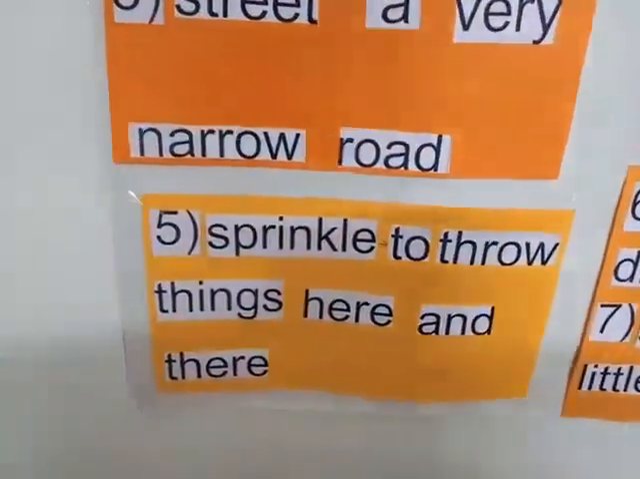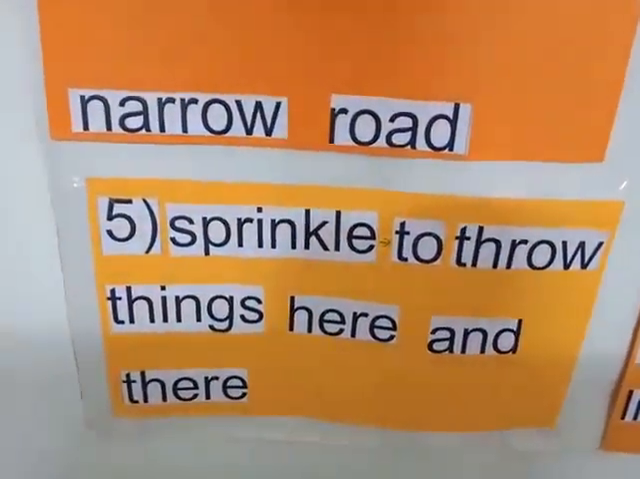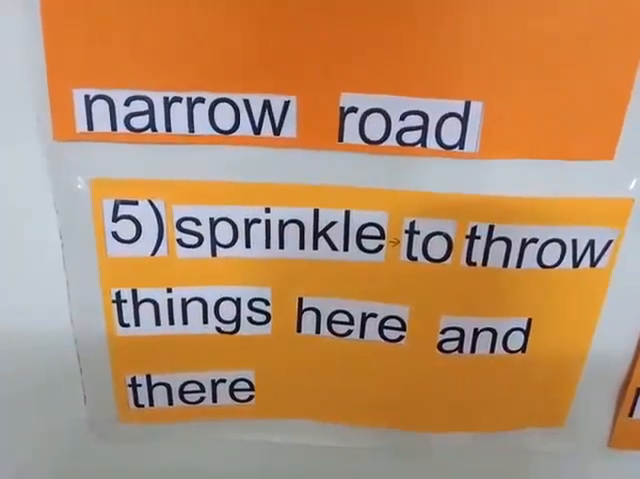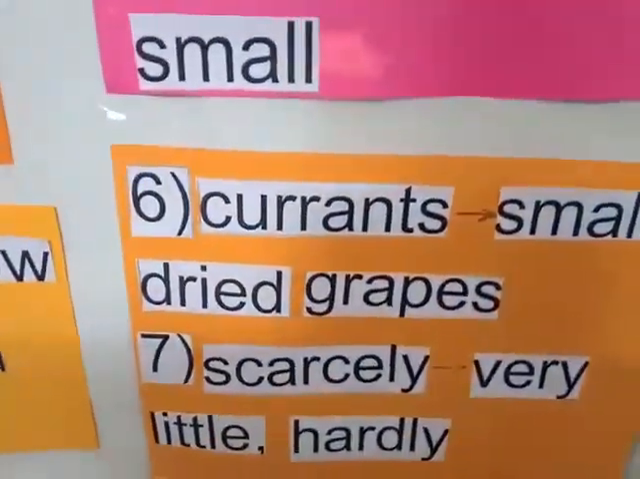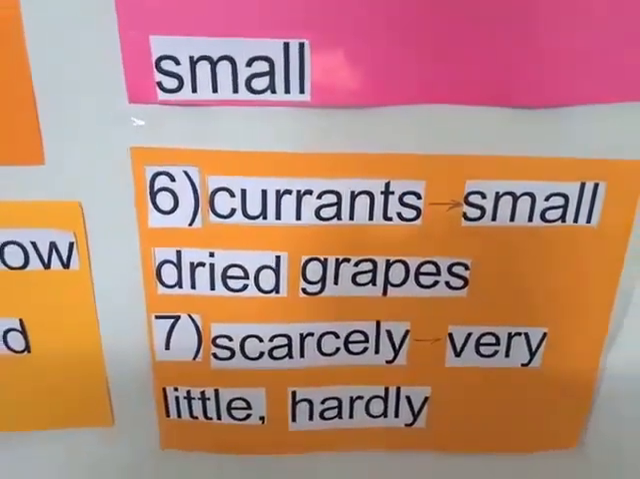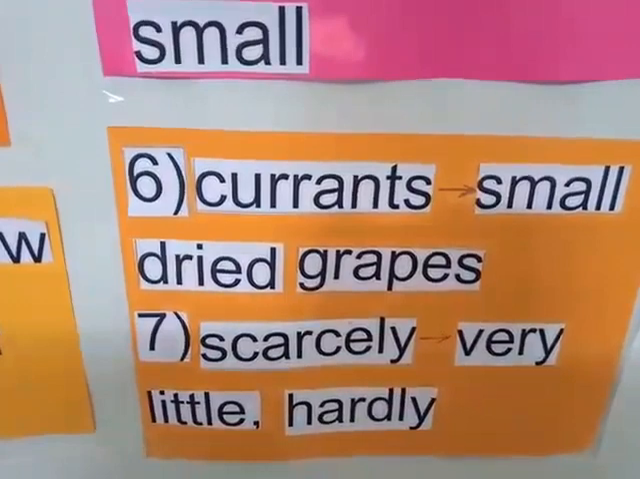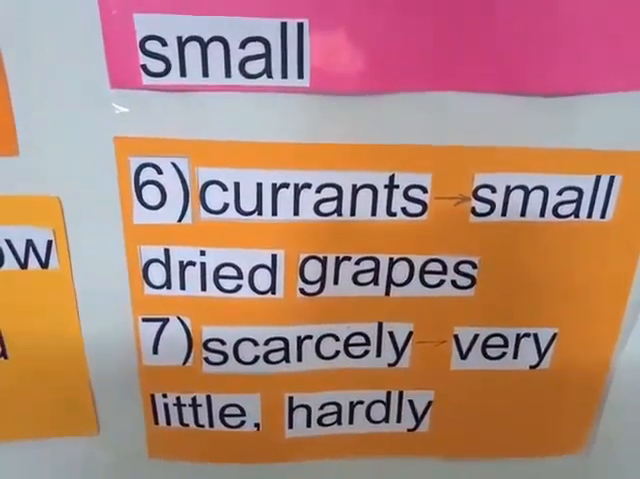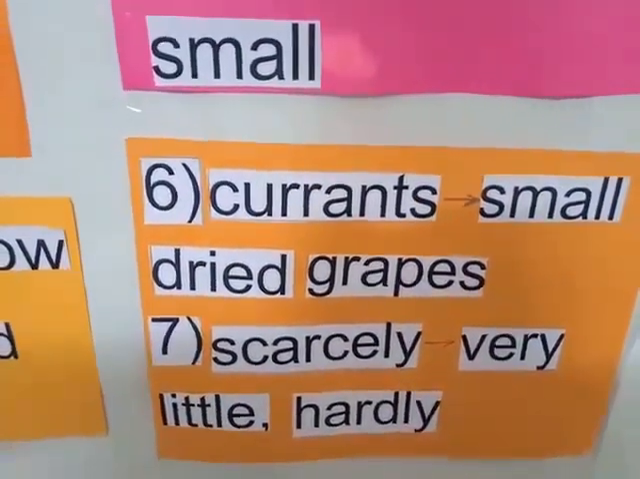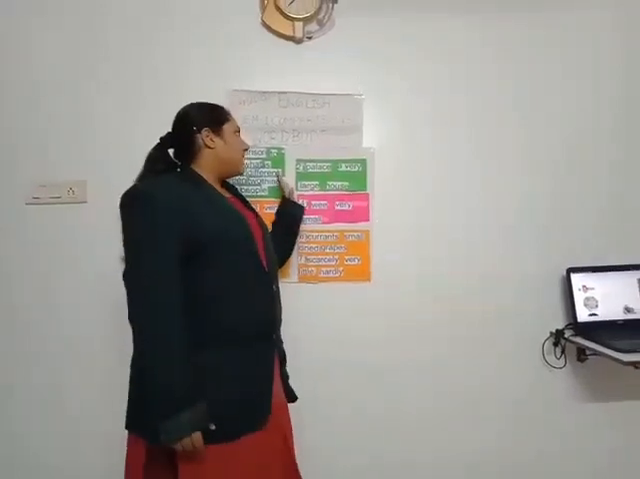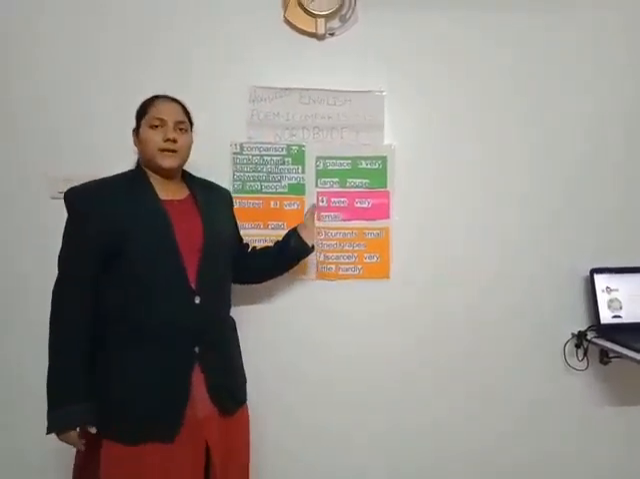Fifth one is sprinkle, means to throw things here and there. Sixth one is currants, means small dried grapes. And the seventh one is scarcely, means very little, hardly. So kids, I hope you are clear with the word buddy.